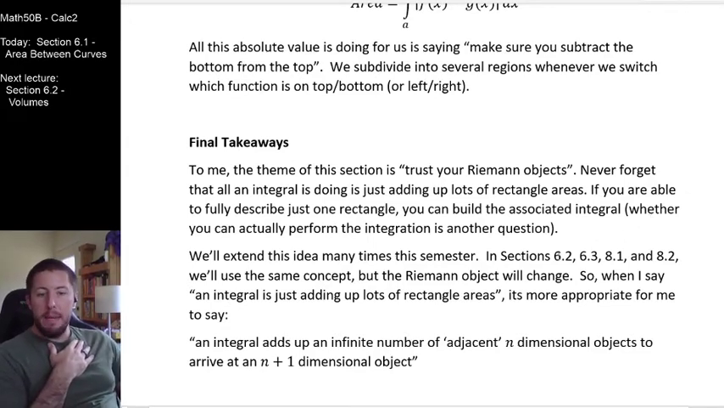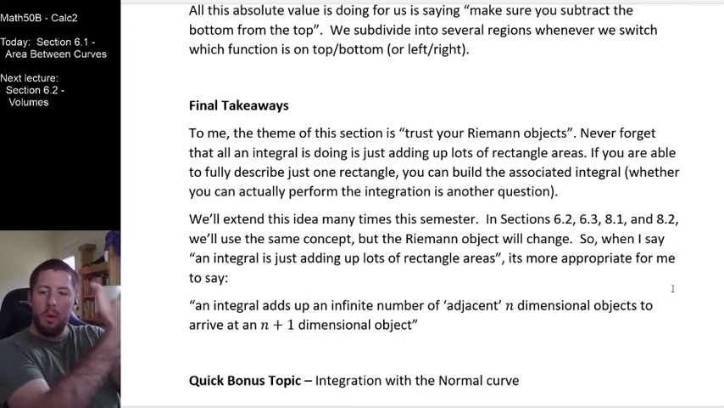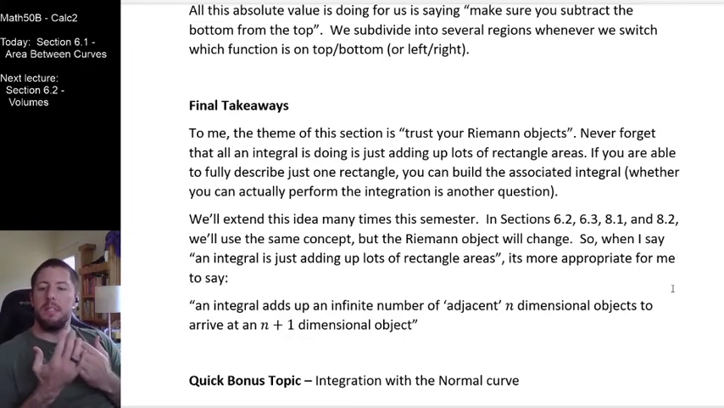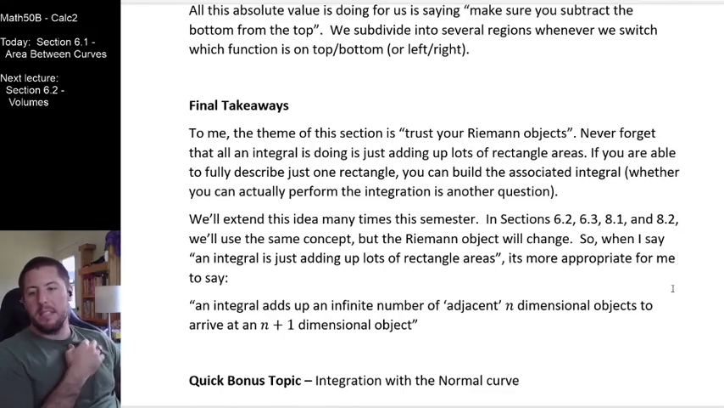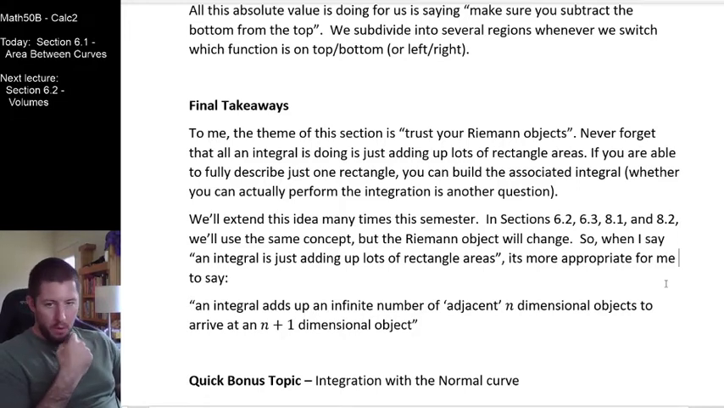We're going to extend this many, many times. There are going to be 4 more sections this semester where we're going to use the same concept as we did today, just the general concept of integration, but what our Riemann object is going to continually change. So we're going to keep on saying, how do I find this? Well, think of a one-dimensional lower object that represents it and accumulate a bunch of them. And that's how we're going to identify things of interest: areas, volumes, arc lengths, amount of work that we perform, lots of these things out there.